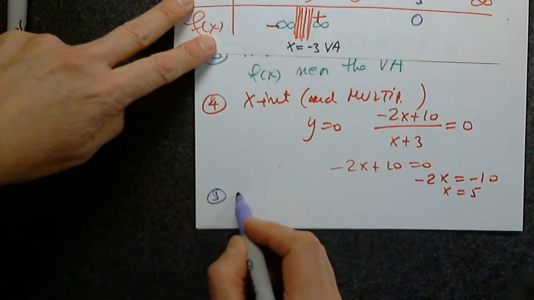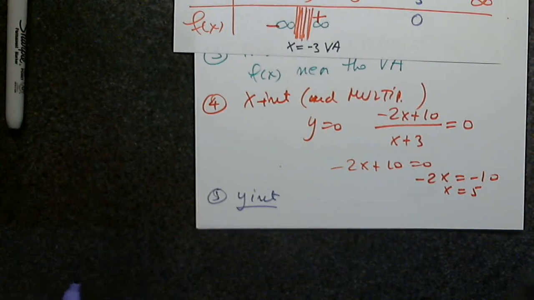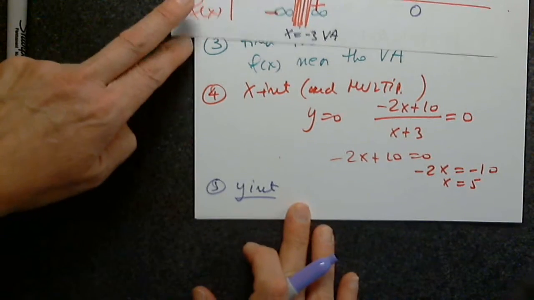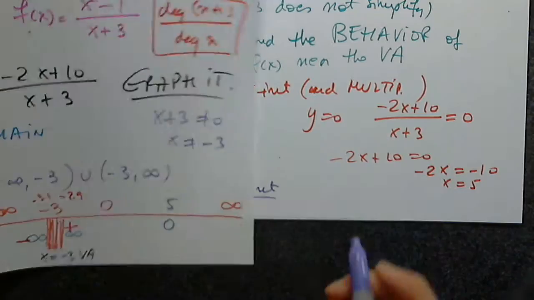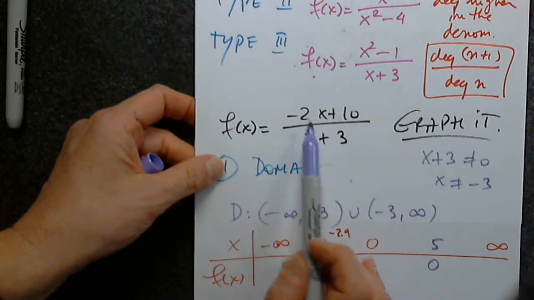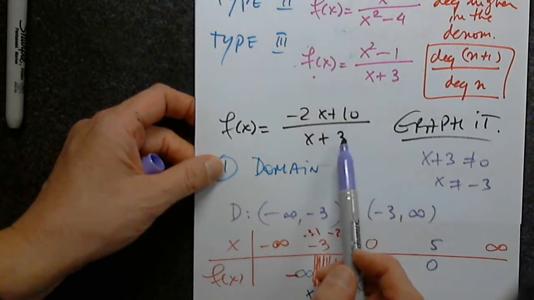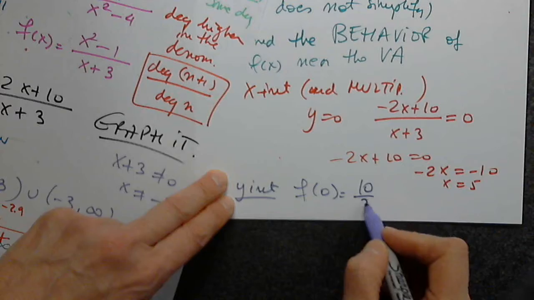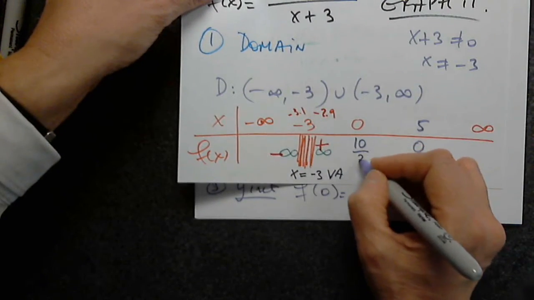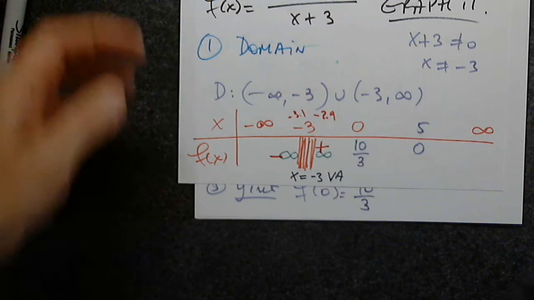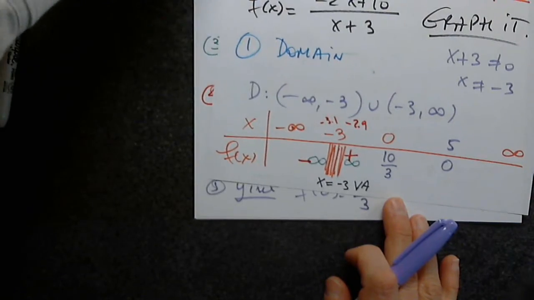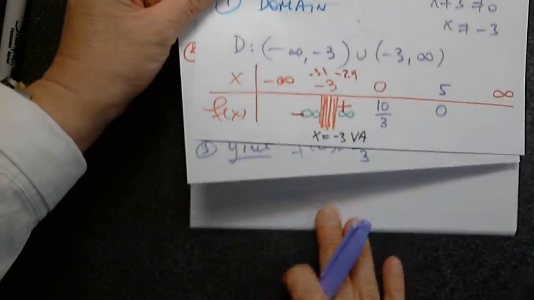Number 5, Y-intercept. How do I find the Y-intercept for any function? Excellent. F of 0, let's do this together. 0 here, 0 here. I have 10/3, so I'll say 10/3. I'll put it in the table in the correct spot. 10 divided by 3. We're almost ready to graph.